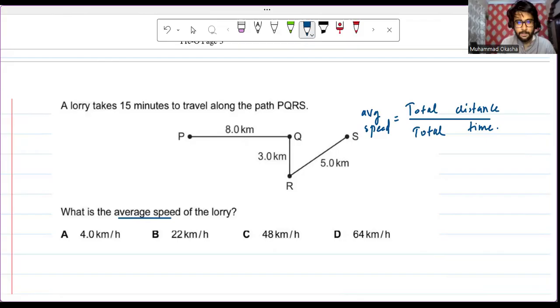What is the total distance? 8, 9, 10, 11, 12, 13, 14, 15, 16. The total distance is 16 kilometers. So total distance is 16 kilometers.